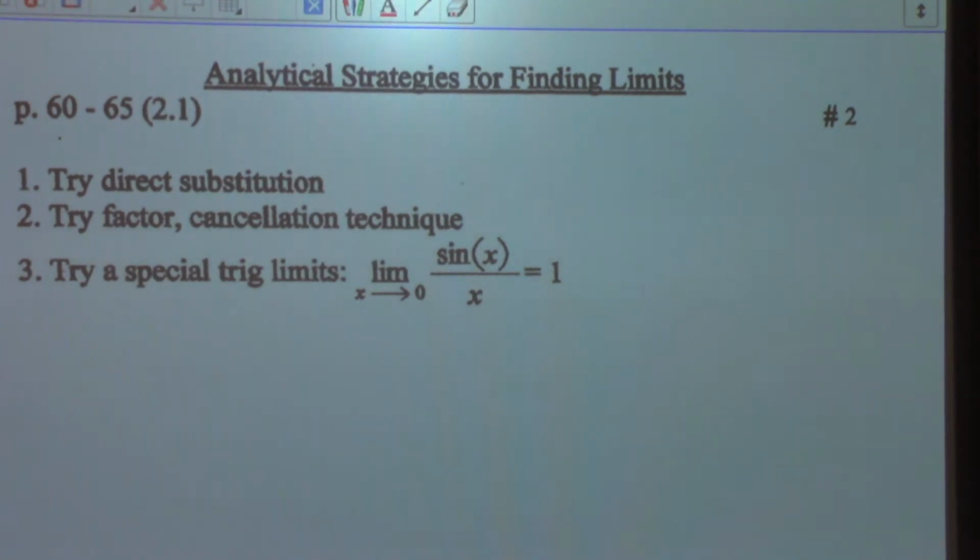So what we're doing is we're building upon last class period we had 2 days ago. What was it we did? We did graphical limits, right? We looked at graphs and approach from the left and from the right.